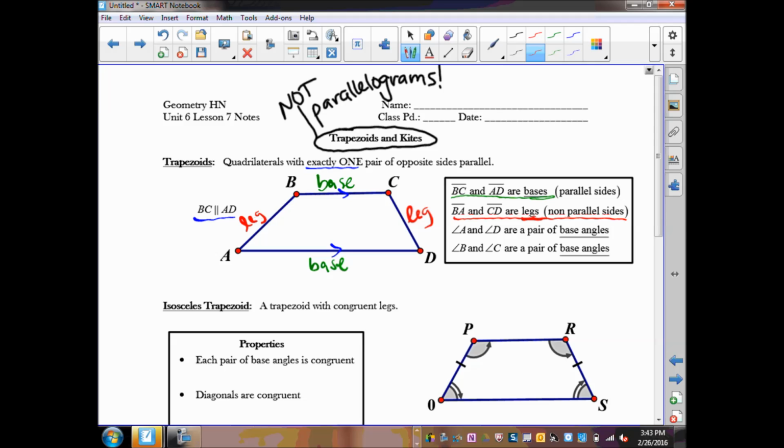Alright, then our base angles. We actually have two pairs of base angles. A and D are a pair of base angles. And then B and C are another pair of base angles. We think of them as pairs because in isosceles trapezoids, they have a particular property.